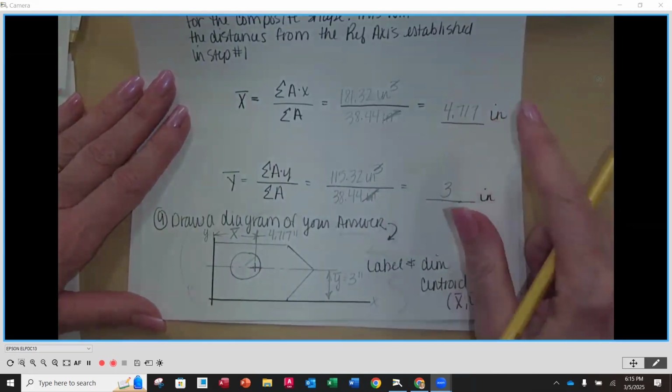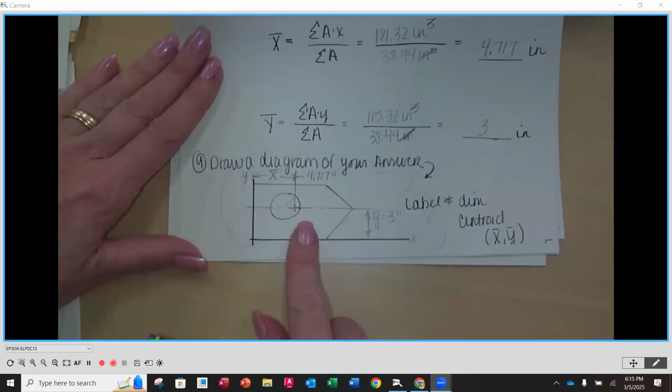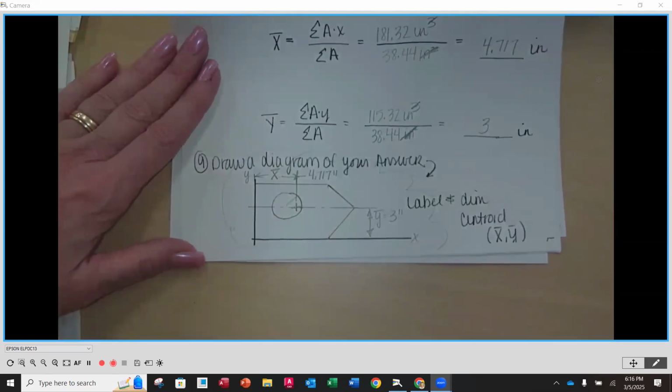Now, because both of these values are positive, that means they're going to be to the right of the y-axis and up from the x-axis. If any one of these numbers was negative, which can happen, then that just means that you're on the opposite side or in the negative direction on either side of those axes. Okay? Questions?